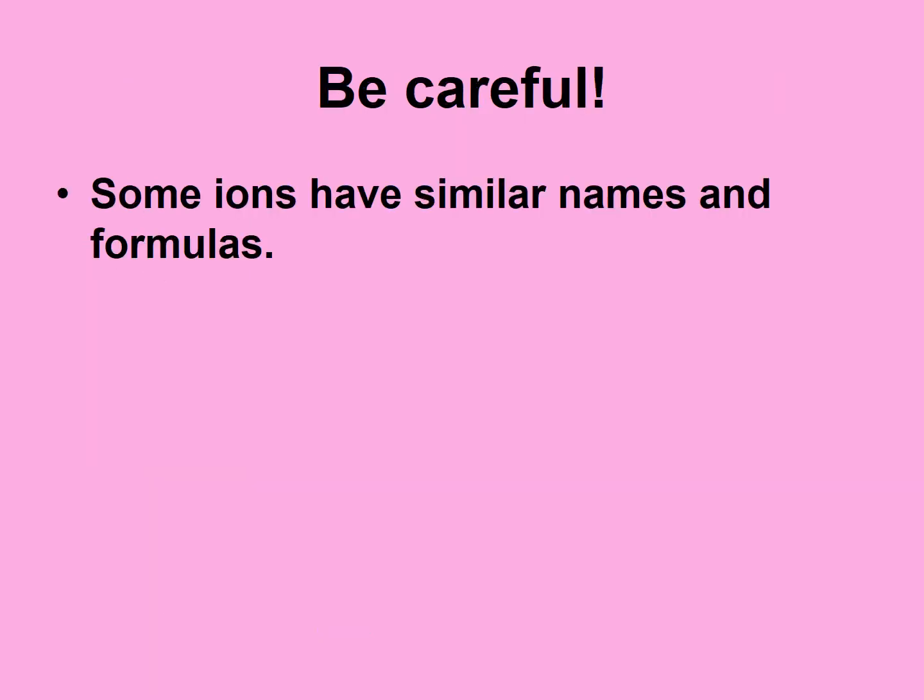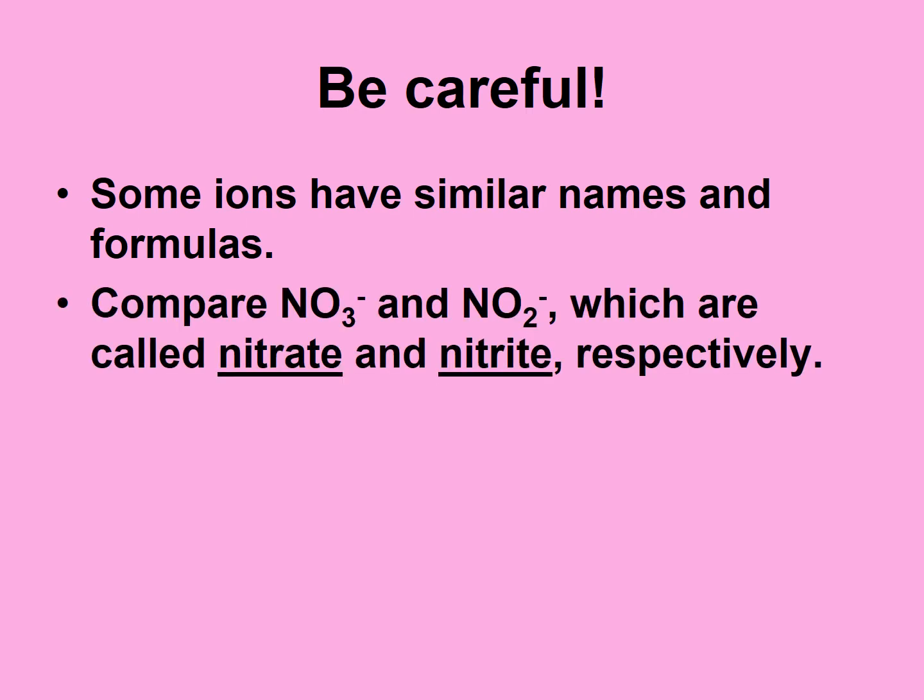Now do be careful while you're using polyatomic ions. Some of them have very similar names and very similar formulas. Consider NO3 with a -1 charge and NO2 also with a -1 charge. Those are two different polyatomic ions. They have two different names, nitrate and nitrite. The names are very similar, but those polyatomic ions would make different compounds with different properties, and so you have to be very careful to get the right one in the right situation.